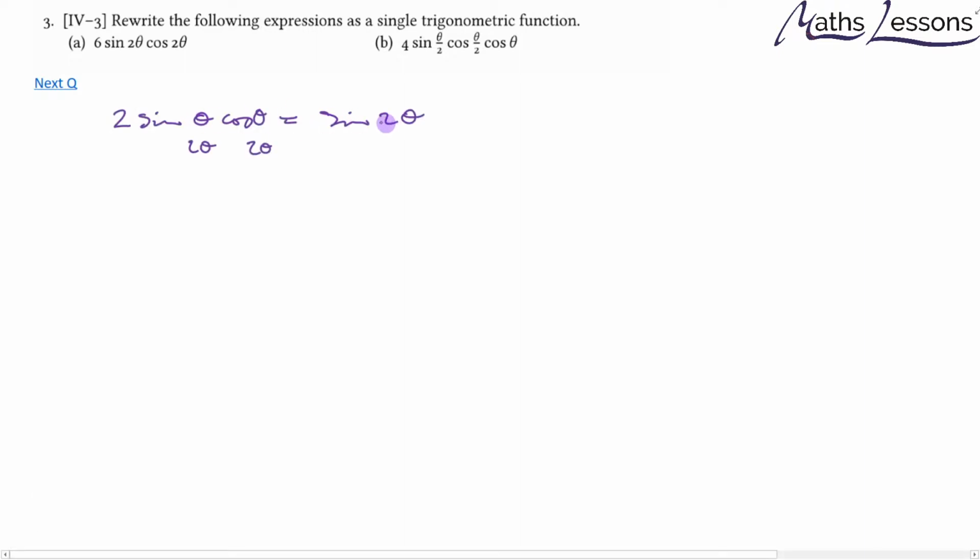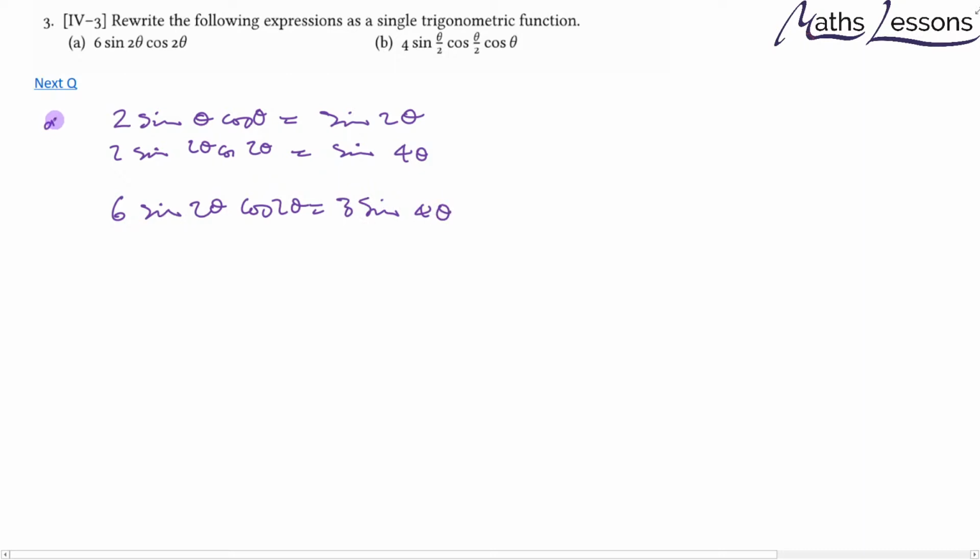This theta goes to a 2 theta, so 2 theta should go to a 4 theta. So if we have 2 sine 2 theta cos 2 theta, we will get sine of 4 theta. But we got 6 of that, so it's 3 times that, so we should get 3 times this. So 6 sine 2 theta cos 2 theta will equal 3 sine 4 theta.